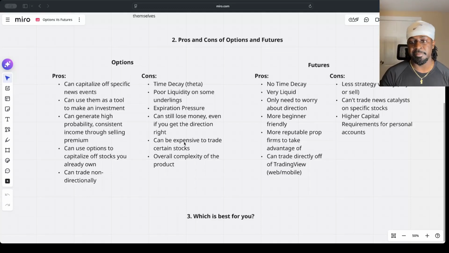Okay, another con, it can be expensive to trade certain stocks, right? Certain stocks are higher in price, and when they're higher in price, the options will be more expensive. That's kind of just how it goes, right? And the last con is just the overall complexity of the product. Options are very complex financial instruments, and there's a lot of different factors and variables that go into them. So it's important to fully understand what options are before you start trading them.